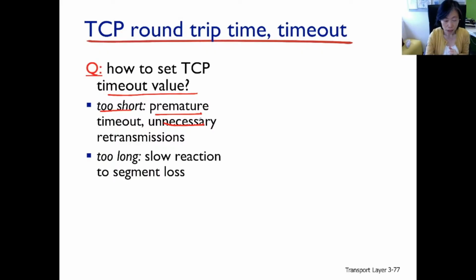If that timer is too long, the intuition also says it's going to take a long time for the sender to discover there's a packet loss and try to recover from it. So the user experience with sending data over this connection is not going to be good, because of the slow reaction to packet losses. Either case is not good. So how do we find a balance? How do we set or estimate the timeout interval?